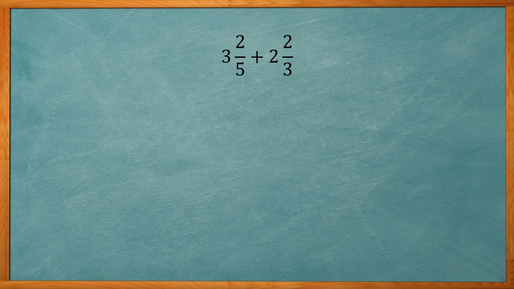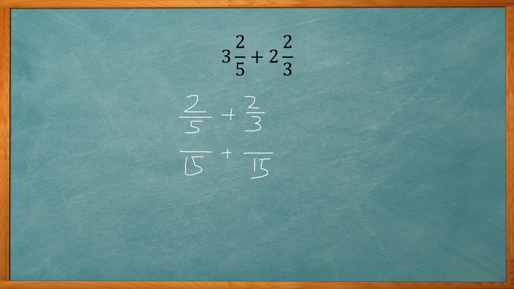All right, so here they want you to add two mixed numbers. A mixed number consists of a whole number, like the 3, and a fractional part, like the 2/5. Now here I want to add the fractional parts together. So if I have 2/5 plus 2/3, I need to make a common denominator. The common denominator between 5 and 3 is 15. So that's going to be my new denominator on both.